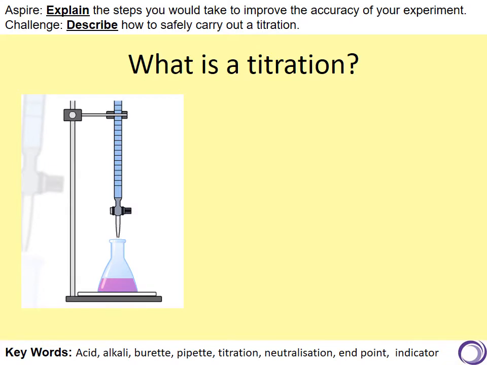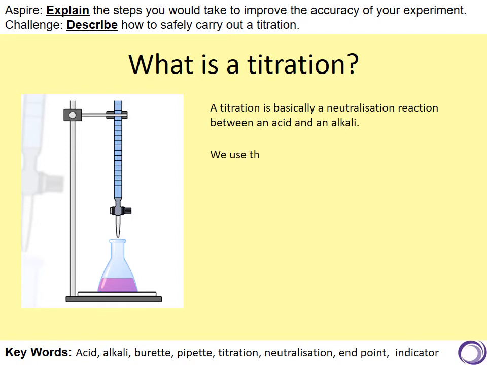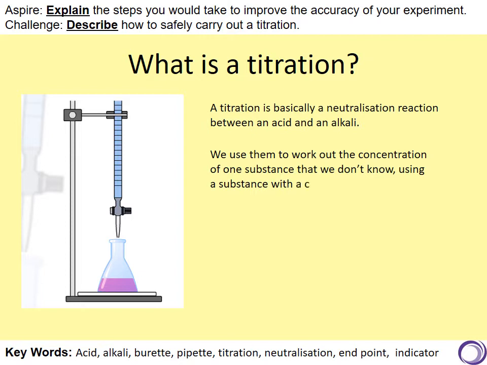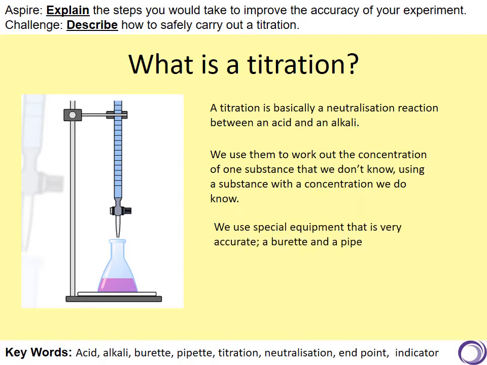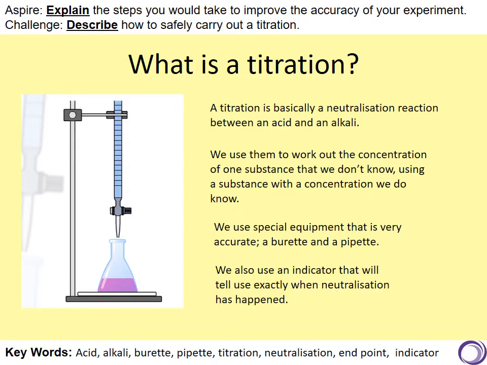So what is a titration? A titration is basically a neutralization reaction between an acid and an alkali. We use these to work out the concentration of one substance that we don't know using a substance with a concentration that we do know. To do this, we use special equipment that is very accurate. We use a burette and a pipette. We will also use an indicator which will tell us exactly when neutralization has happened.